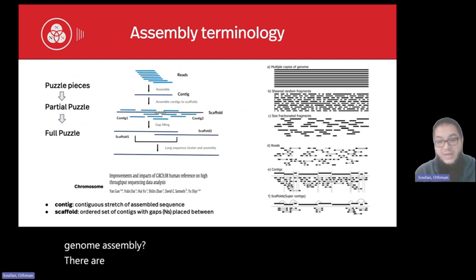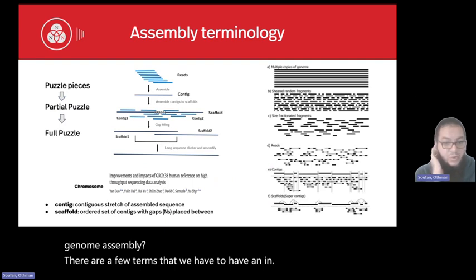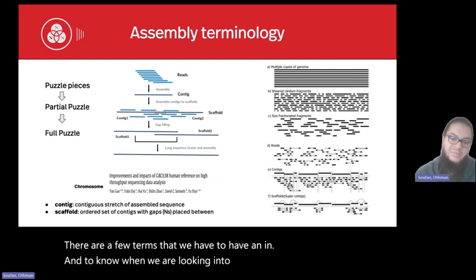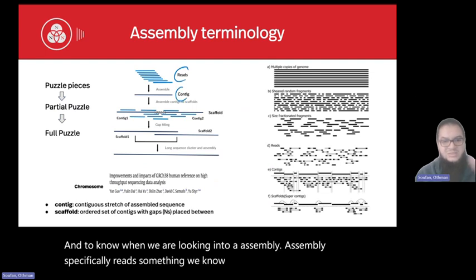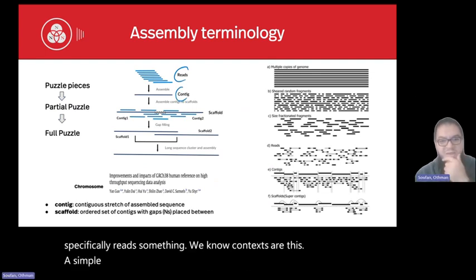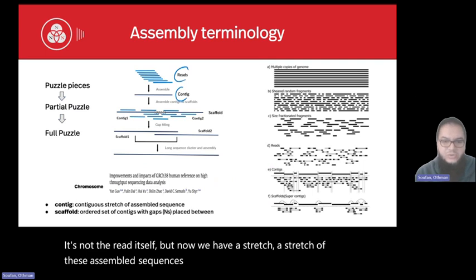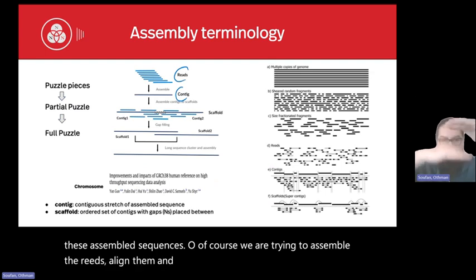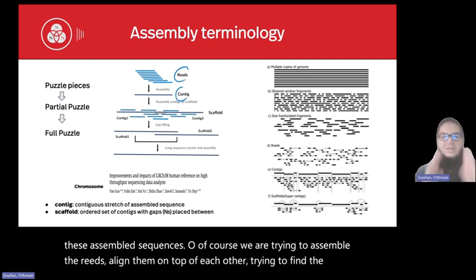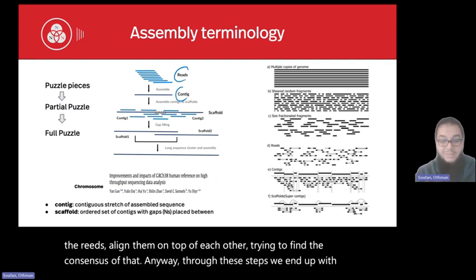There are a few terms that we have to know when we are looking into assembly. Specifically, reads is something we know. Contigs are the assembled parts, where we end up with not the read itself, but a stretch of assembled sequence. Of course, we are trying to assemble the reads, align them on top of each other, and find the consensus. Through these steps, we end up with the contig.